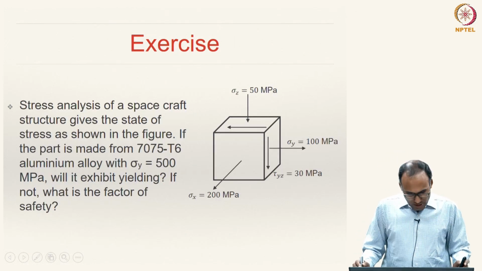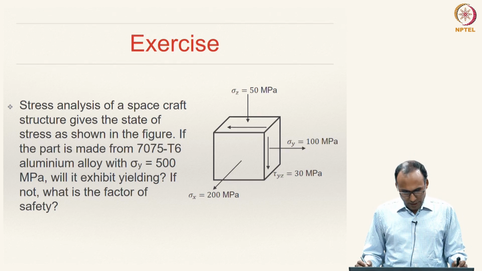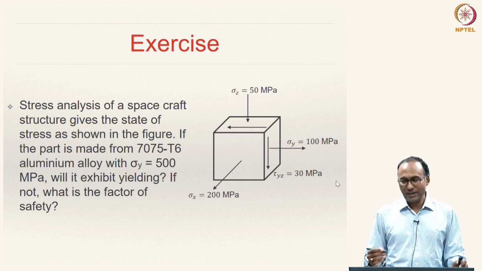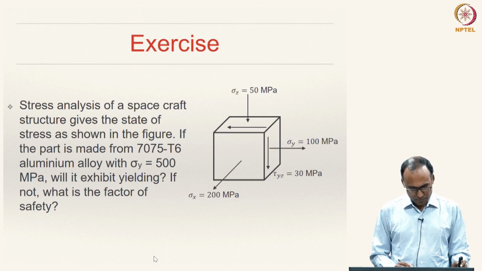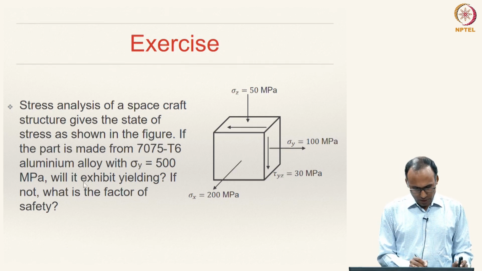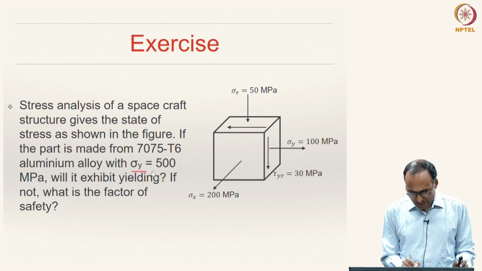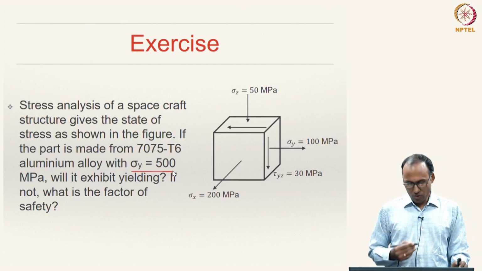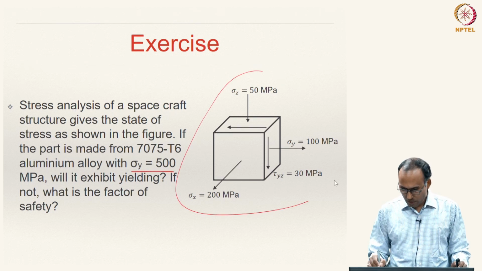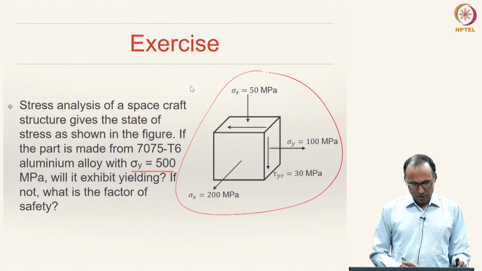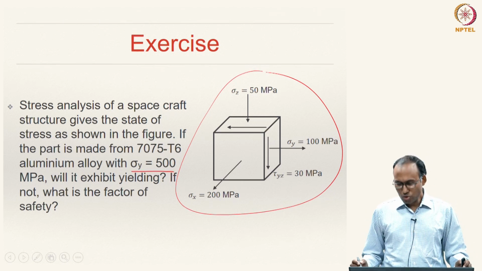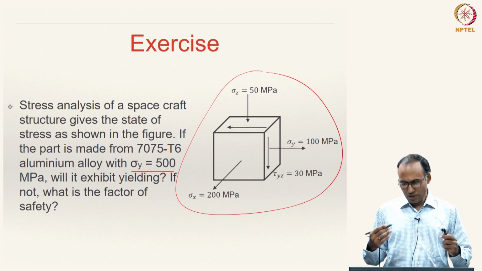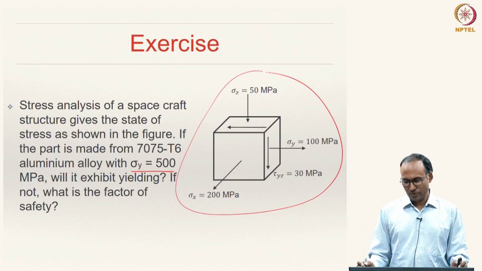Alright. So, let us do this problem and try to understand about applied distortion energy theory to this. So, the stress analysis of a spacecraft structure gives the state of stress as shown in this figure. If the part is made from an aluminum alloy whose yield strength is 500 MPa, the question is, will this stress state cause yielding of the material? If not, what is the factor of safety? So, it is extremely important to write your sigma x, sigma y, tau xy with proper signs, right.